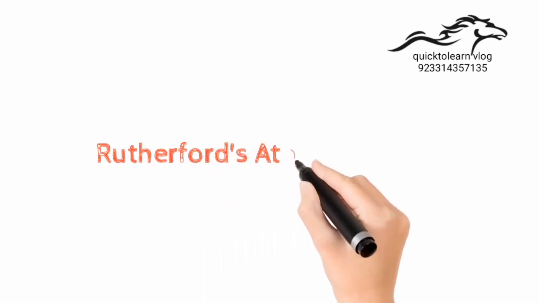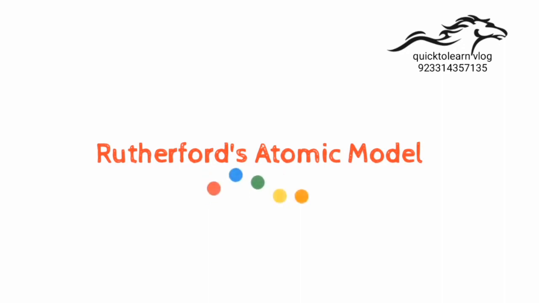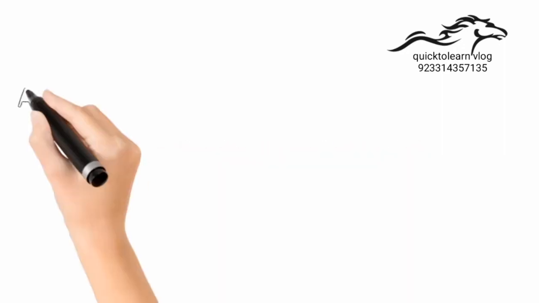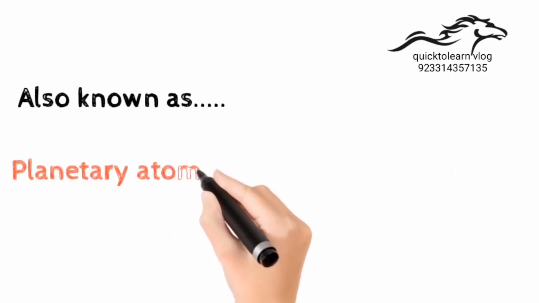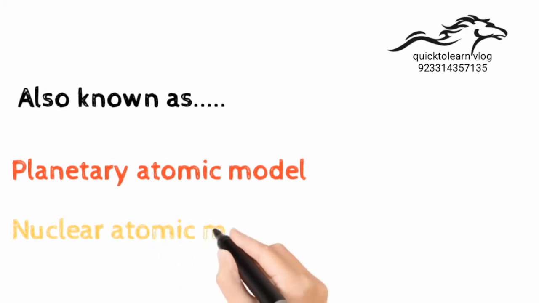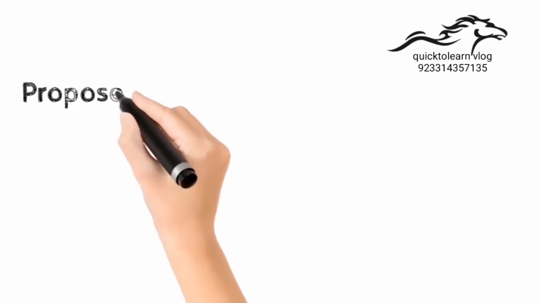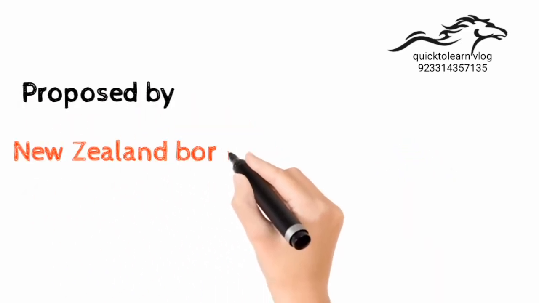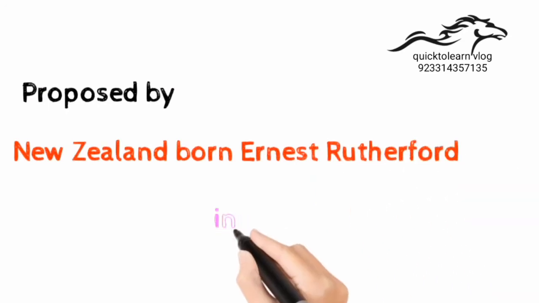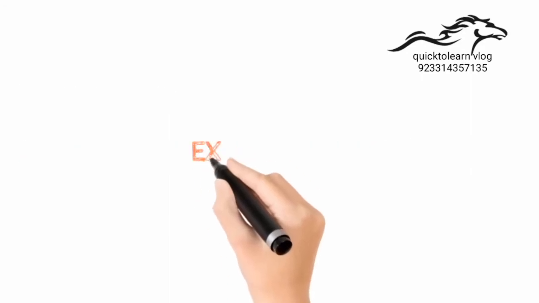Bismillah ar-Rahman ar-Rahim. The topic is Rutherford's atomic model, also known as the planetary model of an atom or nuclear atomic model. It was proposed by New Zealand-born physicist Ernest Rutherford in 1911.